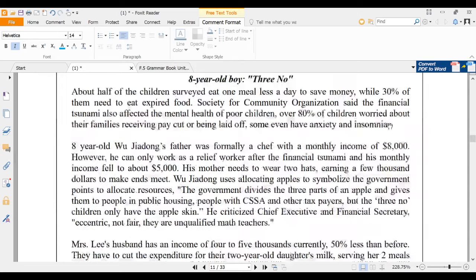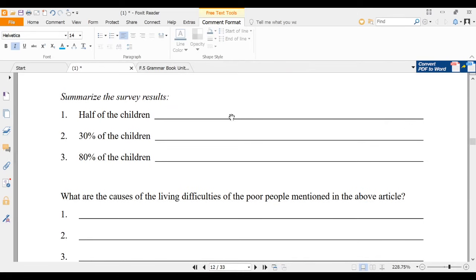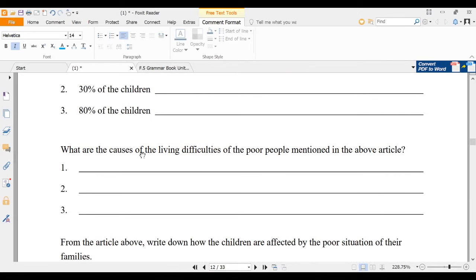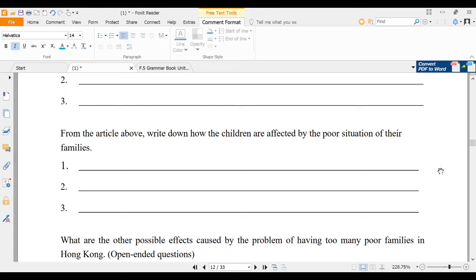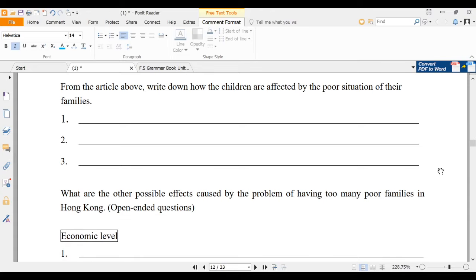Practice 2 on poverty. I don't think I need to talk about it. So what are the causes of living difficulties of poor people? Why did that happen? We talked about it last time, so I'm not going to repeat. If you want to look at the part about poverty, we have actually covered it 2 times already. You can watch the YouTube video again if you forgot.